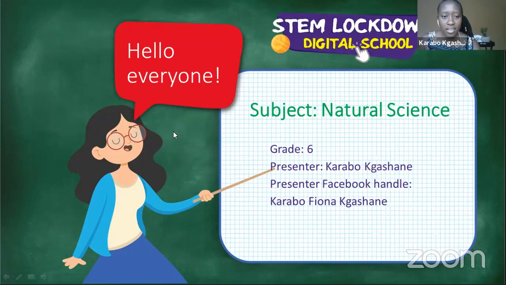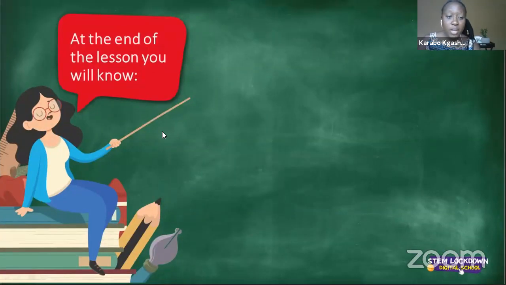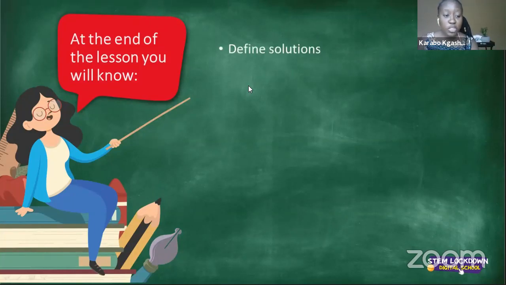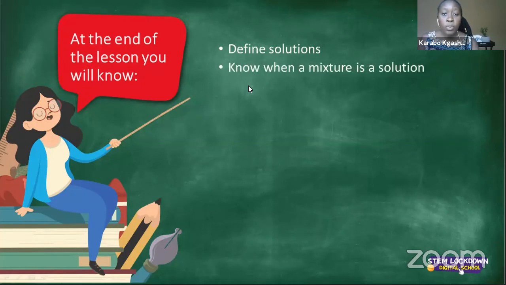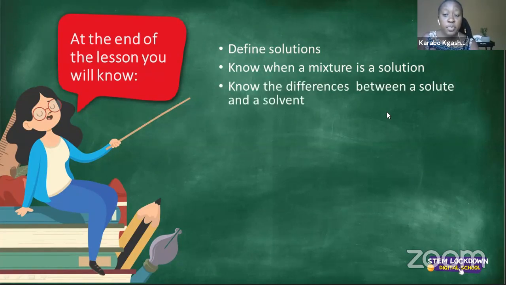All righty. Right, so now what is happening today? At the end of the lesson, you will define solutions. If you remember correctly, yesterday I did say that we're going to be talking about special solutions. So today we'll be defining solutions. We will know when a mixture is a solution. We will know the differences between a solute and a solvent.